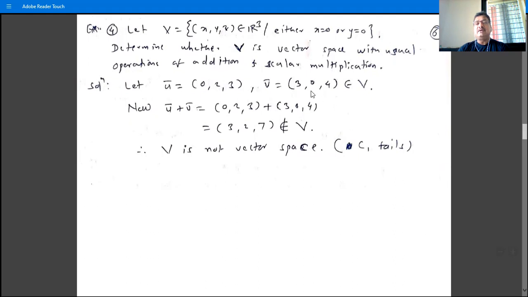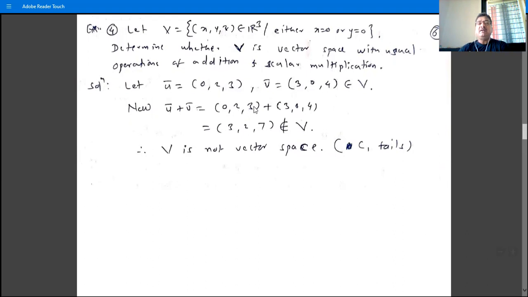The addition of each two elements of V does not belong to V. Someone may say, take the element (0, 2, 3) and another element (0, 3, 4). Suppose U bar is (0, 2, 3) and V bar is (0, 3, 4), then its addition is (0, 5, 7), and it belongs to V.